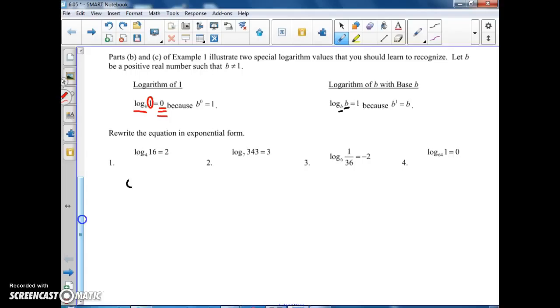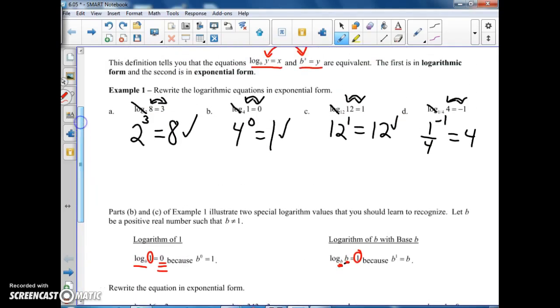Now, on the other hand, look at this. Whenever the base and this number are exactly the same, it's always going to equal the number 1. You just saw that a second ago, right here. Log base 12 of 12 is 1. Okay, what's log base 7 of 7?